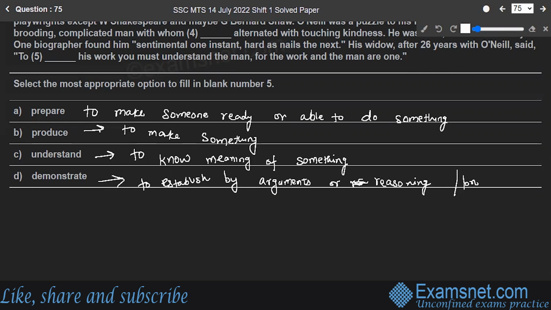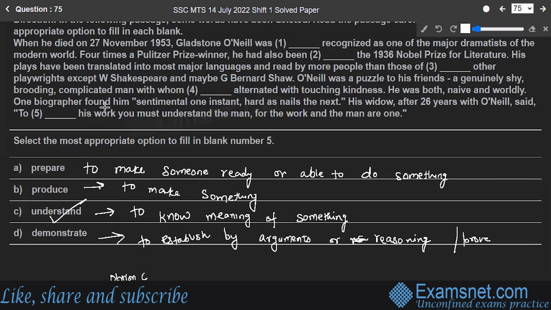Or to prove something. Okay. The implied meaning of the sentence is that because the man and the job are one, understanding his work requires understanding the guy. So as per this, option C is the correct fill in the blank, right? To understand his work, you must understand the man, for the work and the man are one. So let's read the complete passage by filling all the blanks one by one.